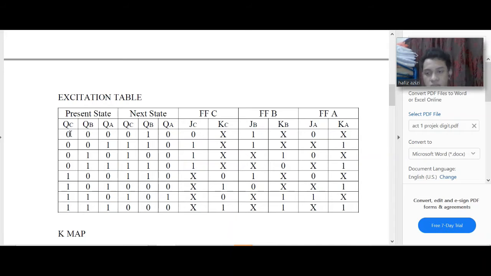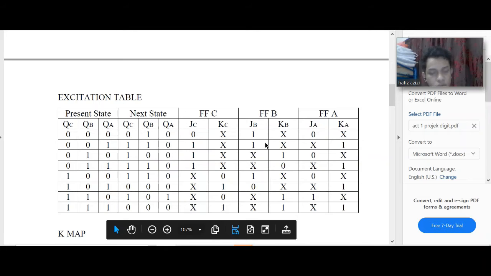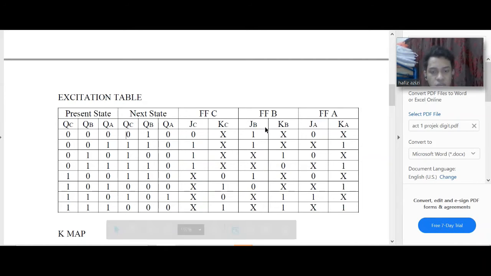Okay. To make it, okay, we look here and here. From 0 to 0, so it's 0x. From 0 to 1, 1x, and 1 to 1, x0, and 1 to 0 is x1. Okay, that's how I do it. So I took it and I put it here, and then I continue with input JB and KB based on QB and QB next state. For flip-flop A, also I make like that.